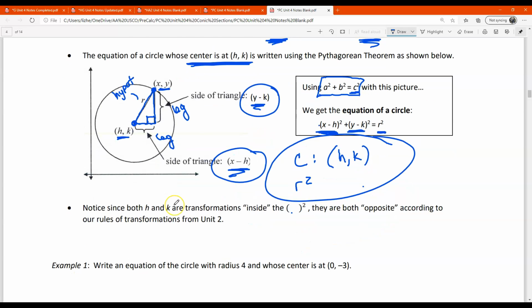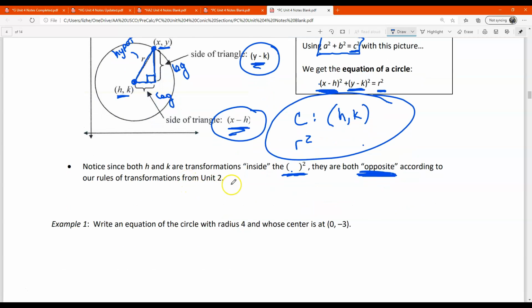Please notice that both h and k, the y value and the x value, are inside a square, so they are transformations inside. Therefore, when you do transformations of these equations, you will do the opposite of both x and y. So it's a little different.